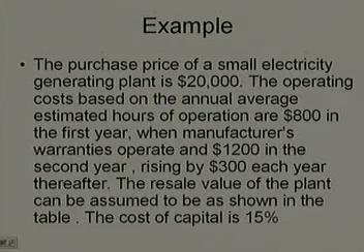During this time, manufacturer's warranties operate, because if you are buying some equipment, for the initial few months you will find that warranties operate, and during such a period the operating cost is quite low. So, that is what is given for the first year, it is $800. Second year it is slightly more, it is $1200, and thereafter it is increasing by $300 every year.